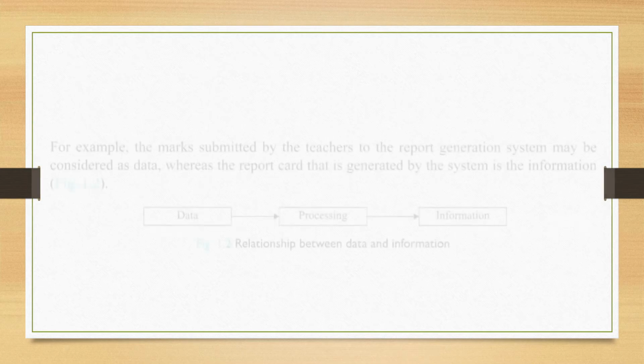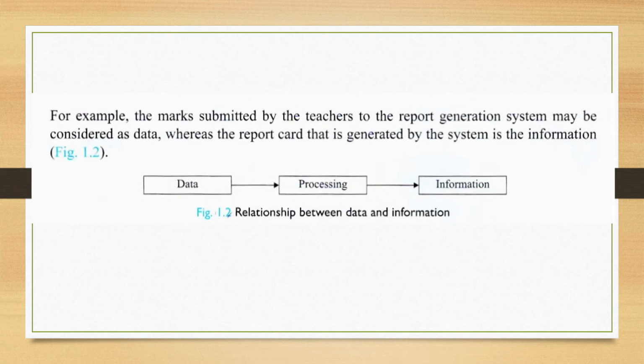For example, the marks submitted by the teachers to the report generation system may be considered as data, whereas the report card that is generated by the system is the information. Look at figure 1.2. There are 3 boxes: data, processing, information. Relationship between data and information.